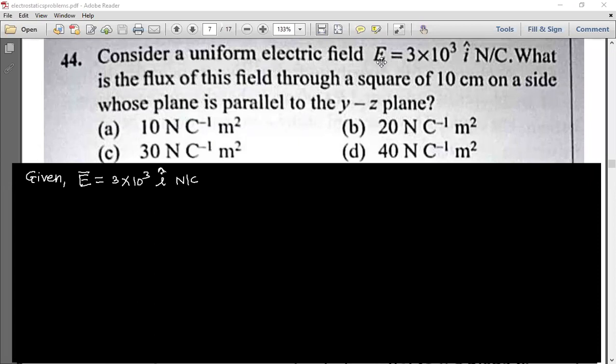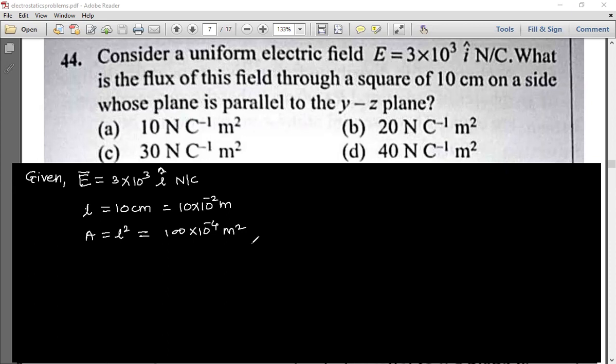First of all, we have to find the area, because they have given the side of the square. Let us suppose L is the side, L is 10 centimeter. So area is equal to L square for the square. First I am converting this into meter: 10 into 10 to the power minus 2 meter. So area is 100 into 10 to the power minus 4 meter square. This is L square.